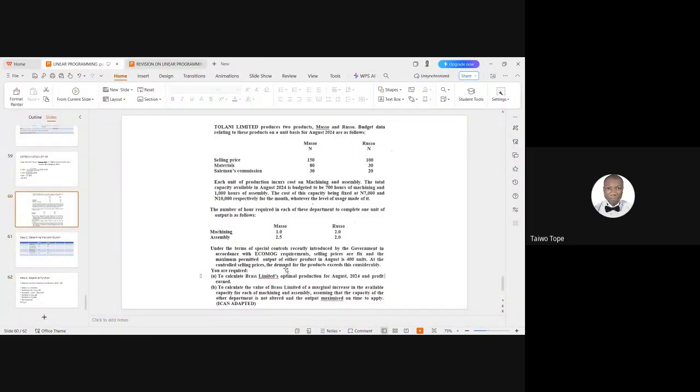The question wants us to calculate BRAS Limited's optimal production plan for August 2024 and the profit. It means we still need to go further to know the profit. For us to know the profit, based on your past knowledge of limiting factor, what are we going to do? In this question, I can see fixed cost. What should come to your mind? We substitute with the equation. We're going to apply the marginal costing concept.